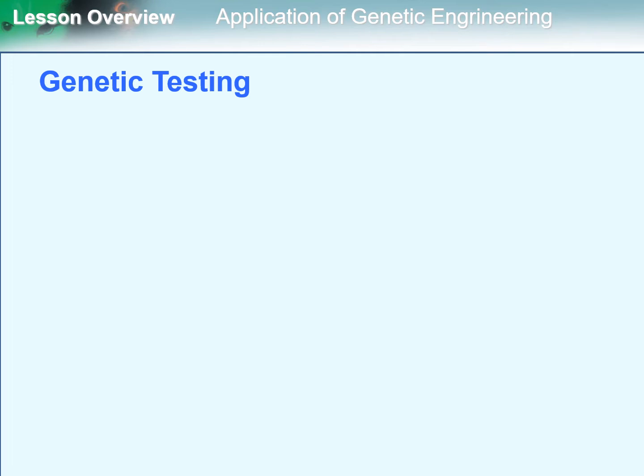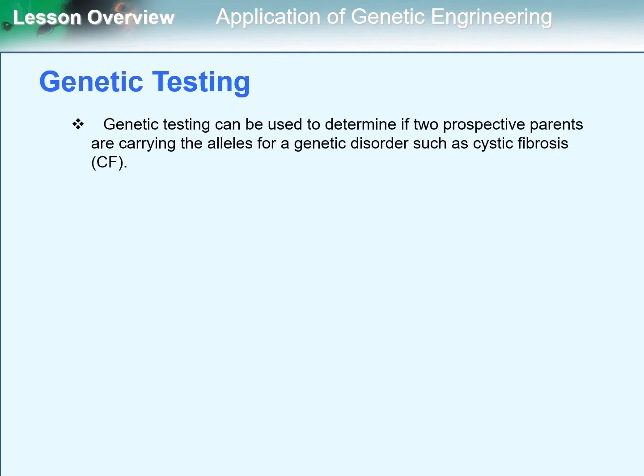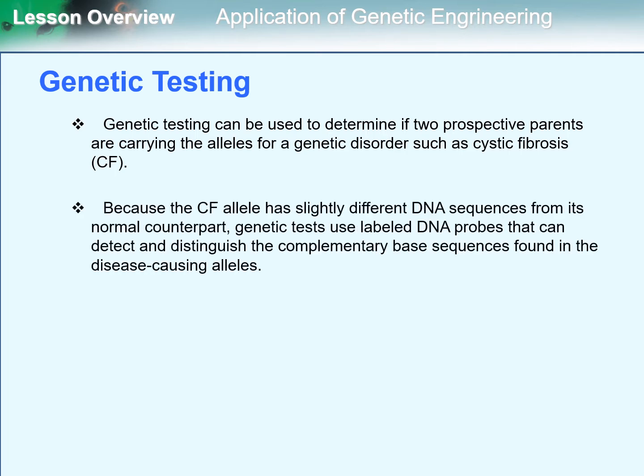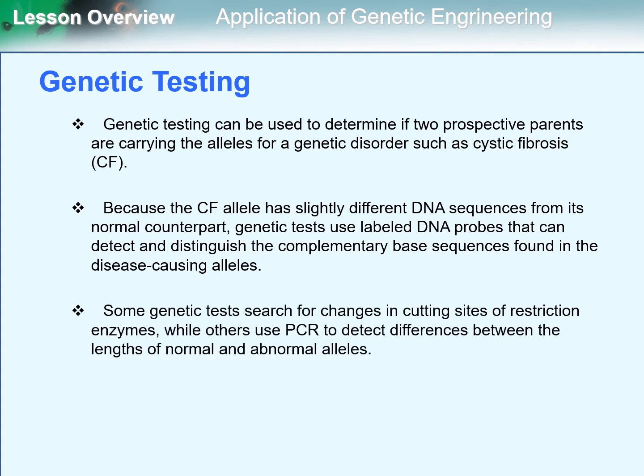Another way genetic engineering can improve human health is through genetic testing. This can be used to determine if two prospective parents are carrying the alleles for a genetic disorder, for example cystic fibrosis or CF. Because the CF allele has slightly different DNA sequences from its normal counterpart, genetic tests use labeled DNA probes that can detect and distinguish the complementary base sequences found in the disease-causing alleles.